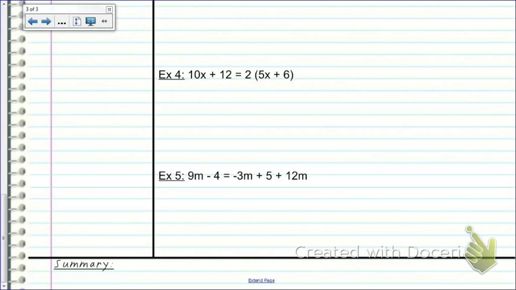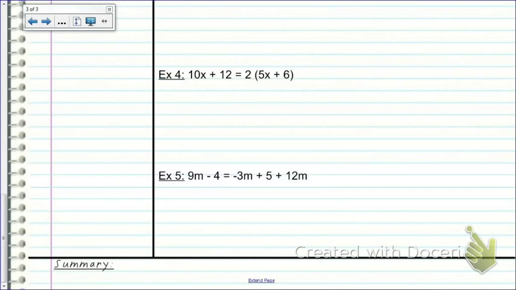As always in math, guys, we always have special cases. So these last 2 examples are examples of the special cases. Example 4 we're going to do first, and then we're going to go right into example 5. So if you just leave yourself a little bit of space, that should be enough. So example 4, we have 10x plus 12 equals 2 times the quantity of 5x plus 6. So the parentheses mean quantity.